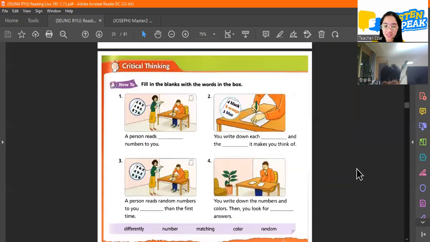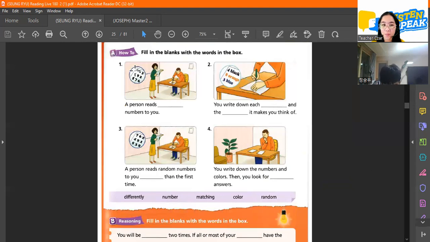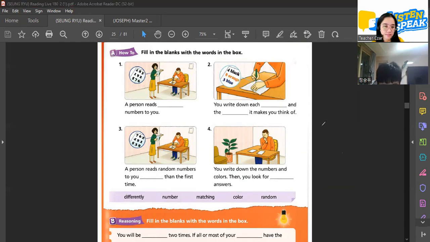Here is the critical thinking. As you can see, there are pictures and you need to fill in the blanks with the correct words in the box. The words are number, matching, color, and random. Okay, let's start with number one. A person reads random numbers to you. Okay, very good.